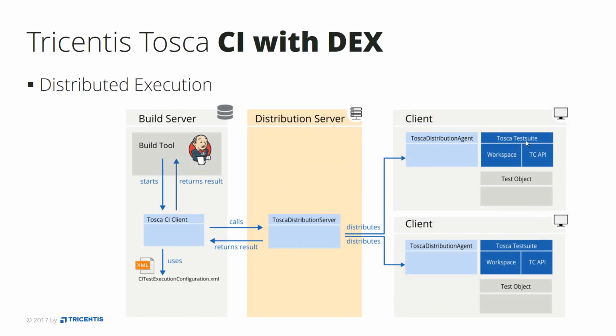To execute this in big environments, we introduced distributed execution. The distributed execution helps you to not communicate with all your Tosca clients. You just have to communicate with your distribution server. So the build tool is using the CI client, and the CI client is connected to the distribution server, and then all the executions will be started right from the distribution server and not separately.